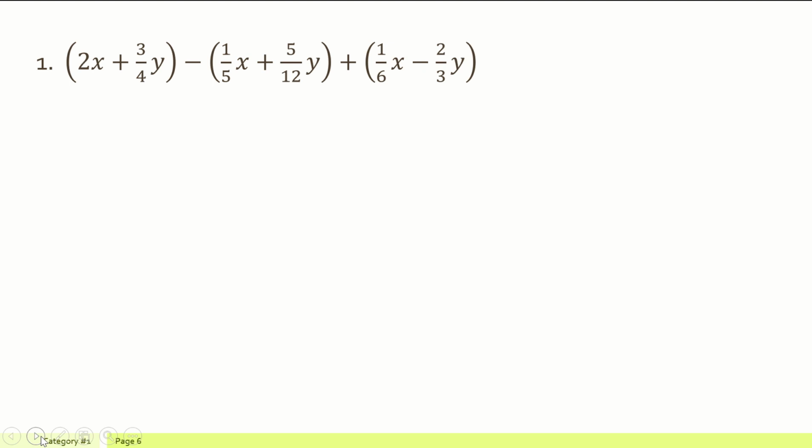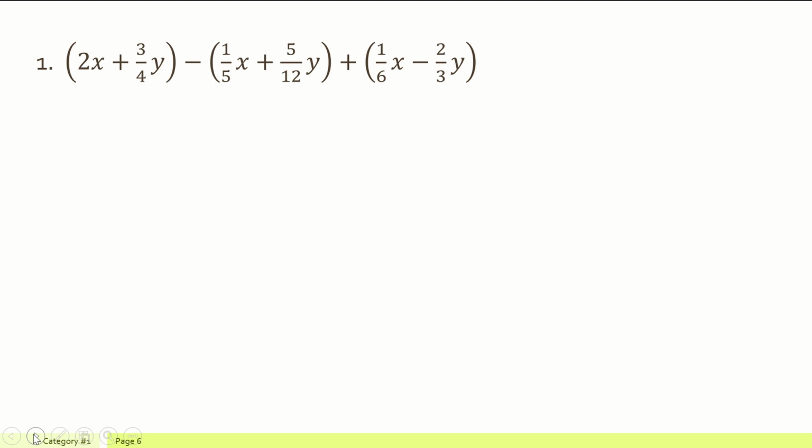Go ahead and separate completely the thought process of laws of exponents. Laws of exponents and adding, subtracting is completely different. We are not using the laws of exponents. We are simply adding and subtracting polynomials and thinking about combining like terms, which means they have the same base and the same exponent. X's go with X's, Y's go with Y's, Z's go with Z's, and so on.